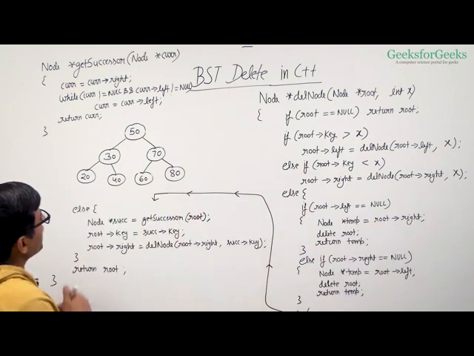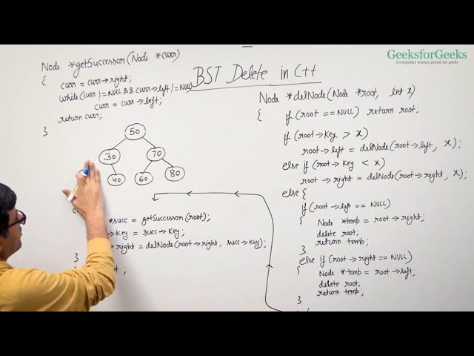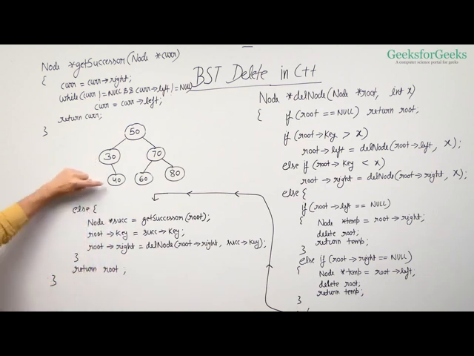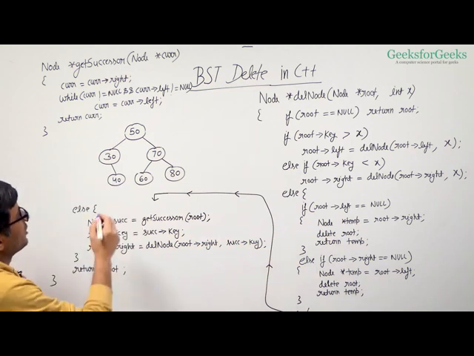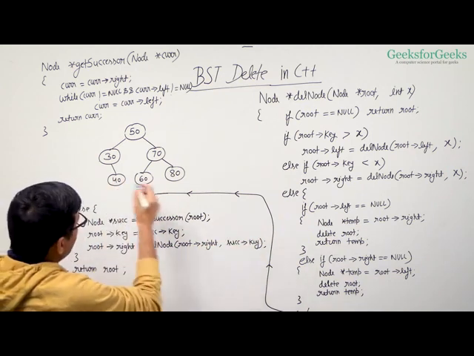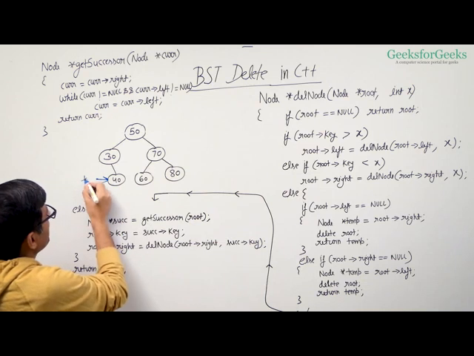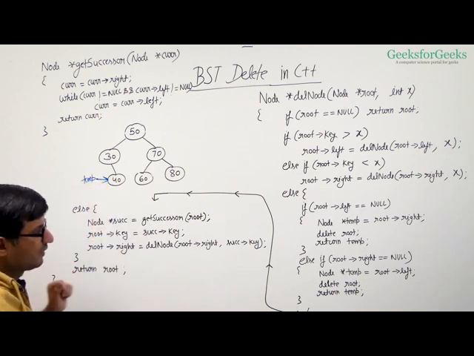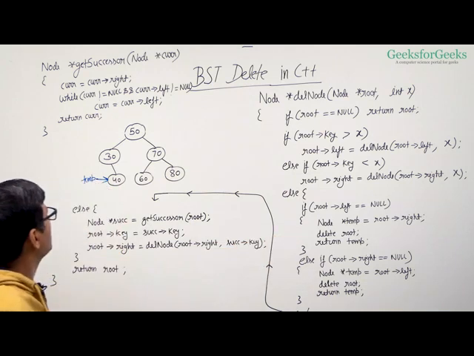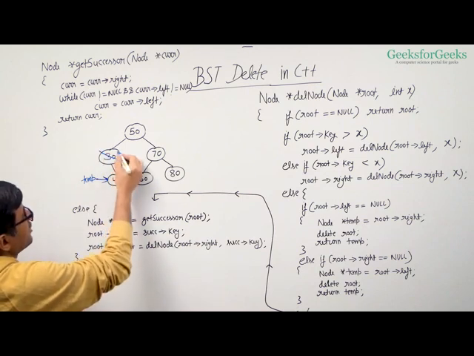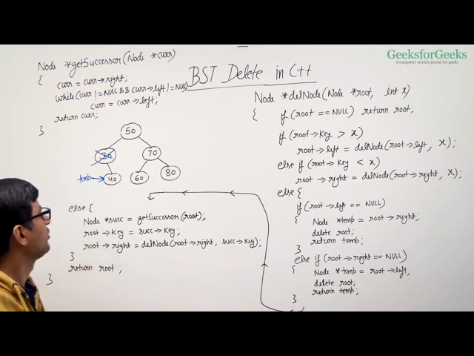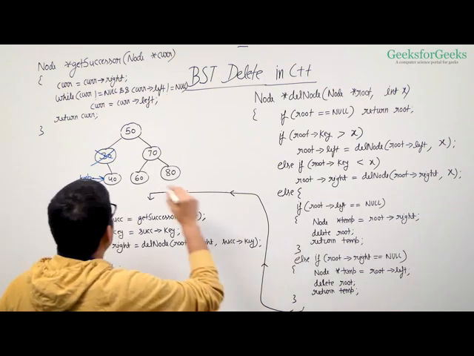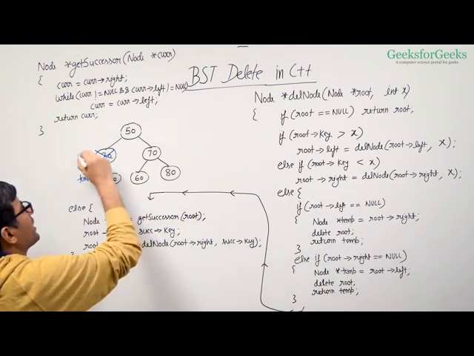Suppose you were deleting 30, right? So you'll come to this if part. And what will you do? You will make temp equal to root arrow right. Then you will delete root. This is your root, you will delete it here. After deleting the root, you will return temp. You will return temp to the parent caller.